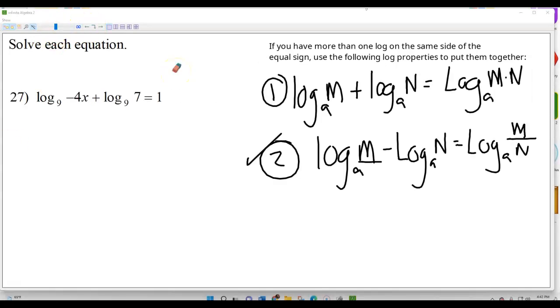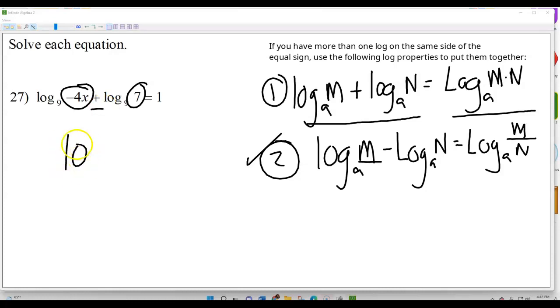I think before I move on to the last one, number 30, I'll do number 27 also, because I just want you guys to see one that has addition in it as well, because you could get that on your test, and this is the only example that's like it on your notes. So remember, with addition, you can put them together as one log by multiplying their arguments together. So in this case, I can multiply the negative 4x and the 7 together because my logs are being added. So it's going to be log base 9 of negative 28x.